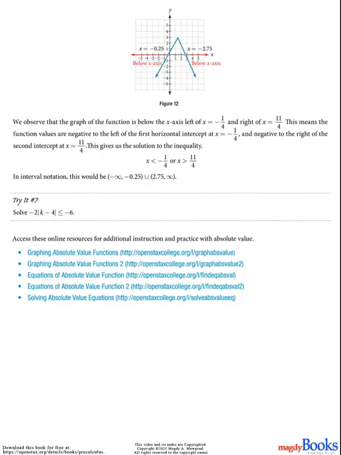This gives us the solution to the inequality. x is less than -1/4, or x is greater than 11/4. In interval notation, this would be (-∞, -0.25) union (2.75, ∞). Try it number 7. Solve -2 times the absolute value of k minus 4 is less than or equal to -6.